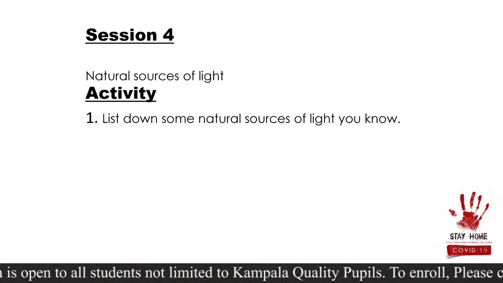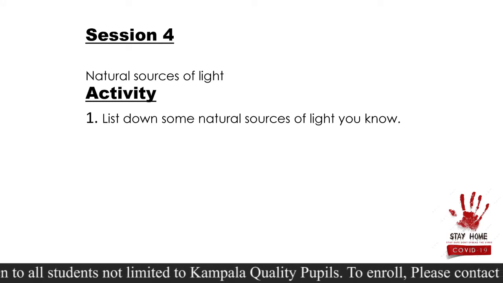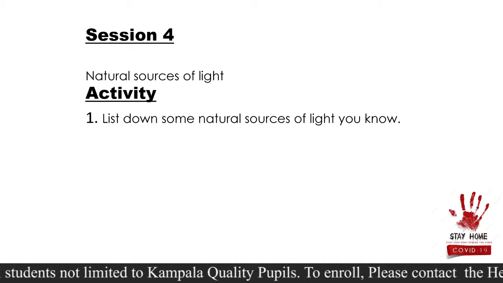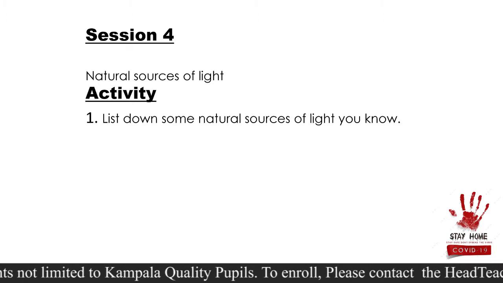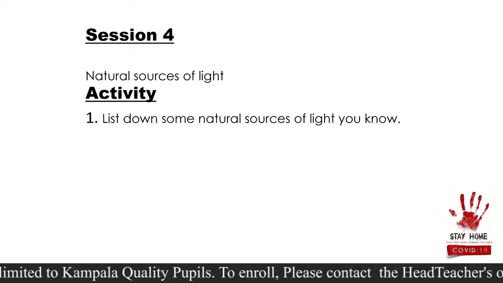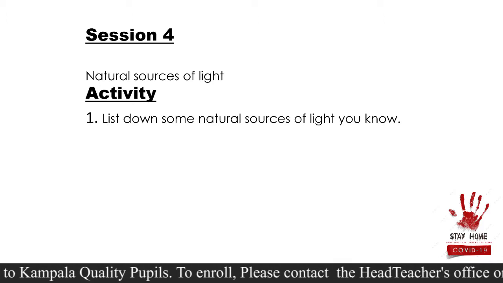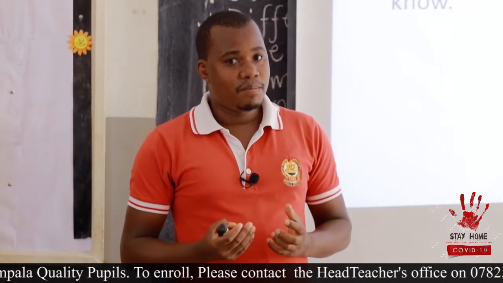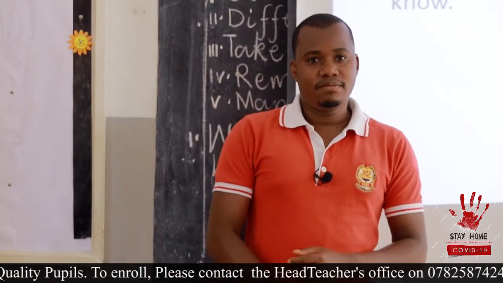Session 4, we are moving on very quickly. Natural sources of light. As I said, these sources exist on their own. Now, can you try to list down some natural sources of light that you know? The sources of things that give us light and they exist on their own. No person has made them. I want you to make some small list there, and we see natural sources of light quickly.